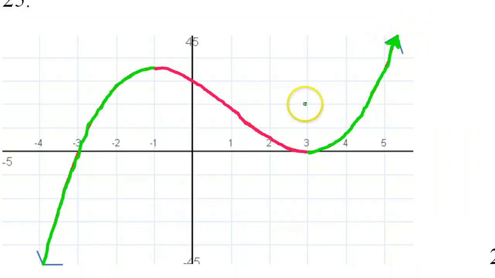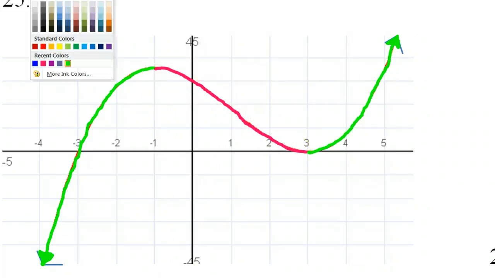Okay, and that goes forever, so I'll put an arrow, and this goes down forever, so another arrow. Same thing. Okay, so everything I've colored in green from left to right is an increasing interval. Alright, increasing from left to right. And this one red zone here, pink, is decreasing.